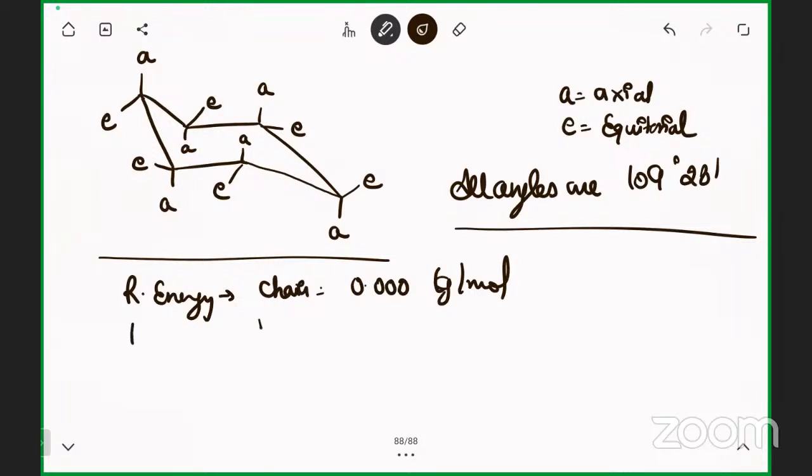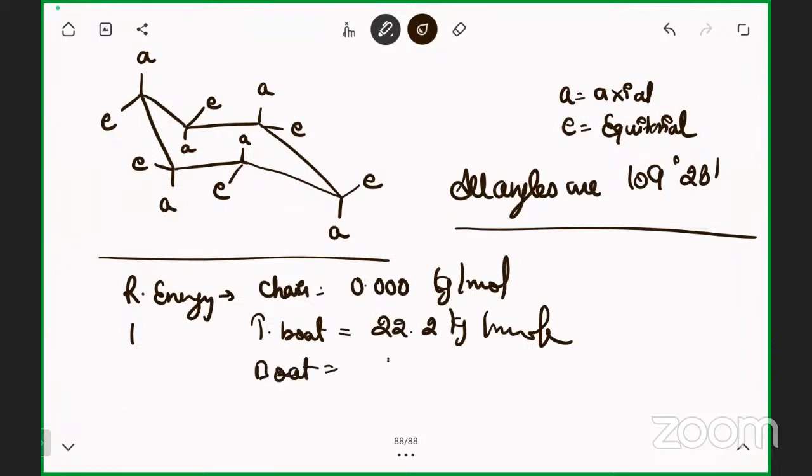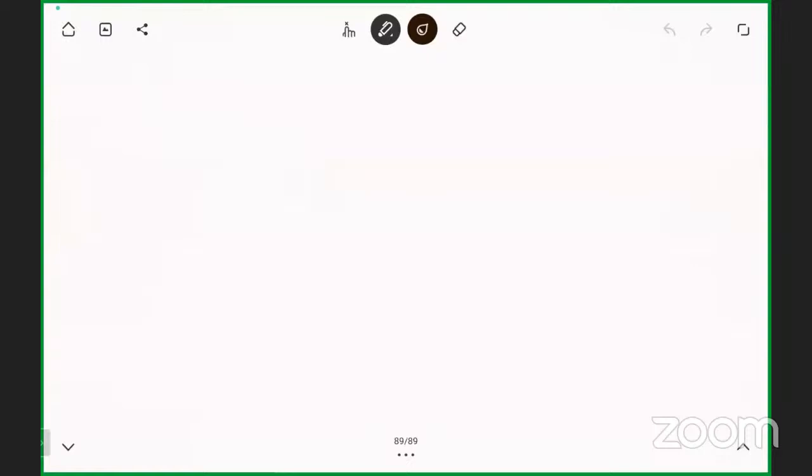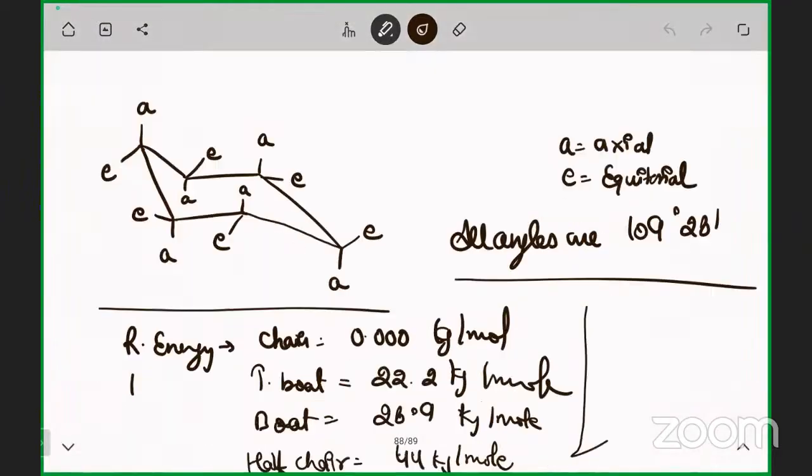The twisted boat has 22.2 kilojoule per mole. The boat form has 28.9 kilojoule per mole. So you can see the energy is increasing. Half chair, which is the least stable form, has about 44 kilojoule per mole. So you can see the energy difference also. Energy is inversely proportional to stability. That's why the chair form is the most stable. So this was the chair form.